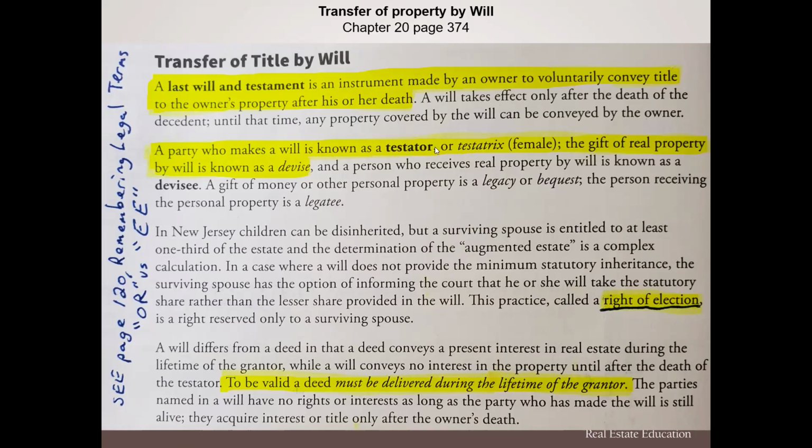But testator, testatrix, devise, devisee, devisor, probate, you need to know those terms. And you need to understand that a will differs from a deed in that a deed conveys your ownership interest while you're alive, and a will does not take effect until after you die. To be valid, a deed must be delivered during the lifetime of the grantor, the one who made the deed, the one giving the property. You need to deliver your deed while you're alive.